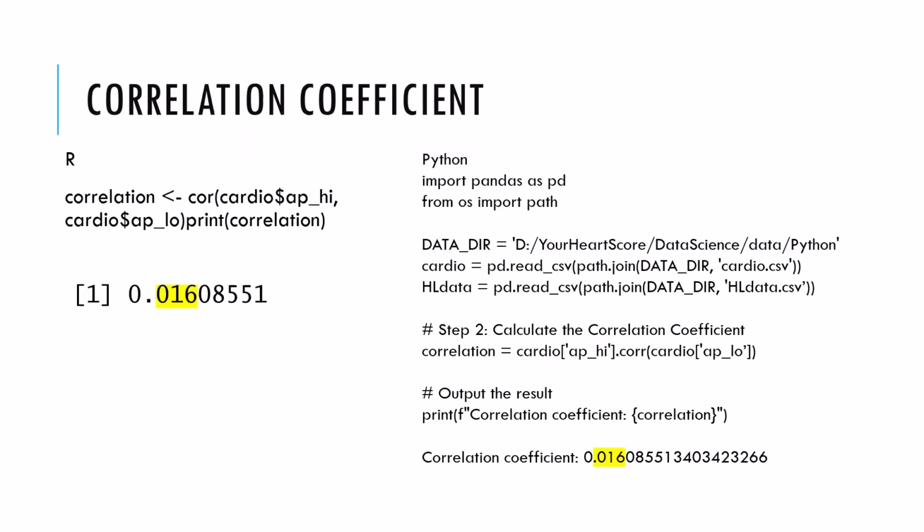It's easy to run a correlation in both R and Python. I put the code in here. I actually used the sample data set. So we're creating a correlation. Here I'm literally doing the correlation between the systolic and the diastolic. It's an easy one here. But I put both the R and the Python output on the same screen. So you can see the correlation coefficient is 0.016.